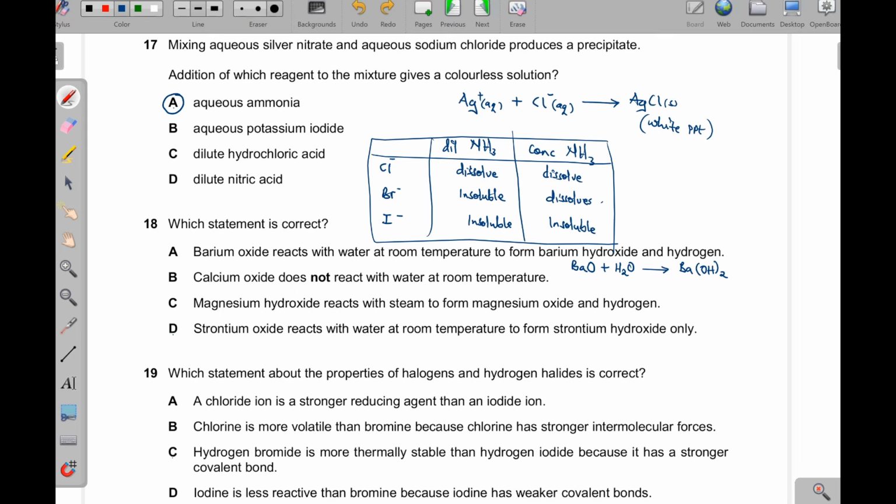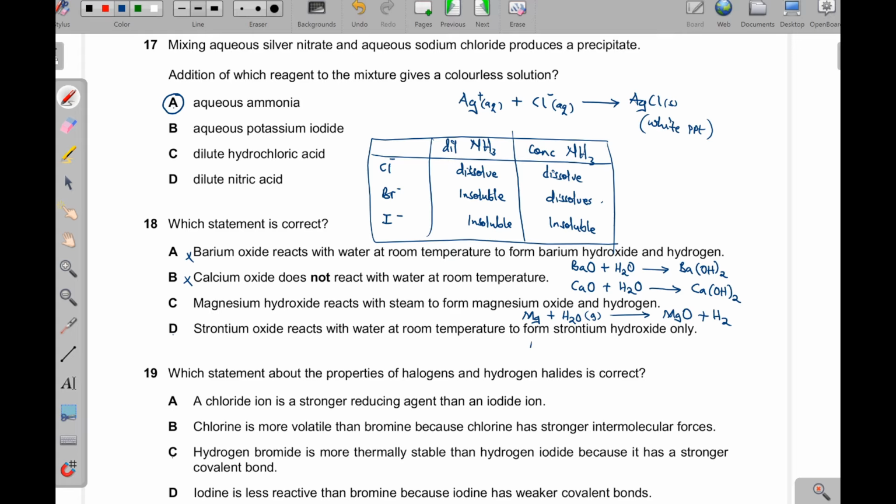You see that? Then calcium oxide does not react with water at room temperature. This one is also wrong because calcium oxide can react with this water here, and then you get lime water, calcium hydroxide. So even this one is wrong. Then the third one, magnesium hydroxide reacts with steam to form magnesium oxide and hydrogen. This one is wrong. Actually, what reacts is magnesium reacts with steam. Okay? With steam to give us magnesium oxide and hydrogen.